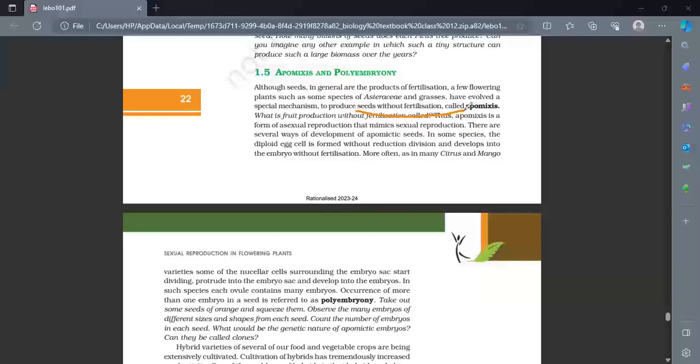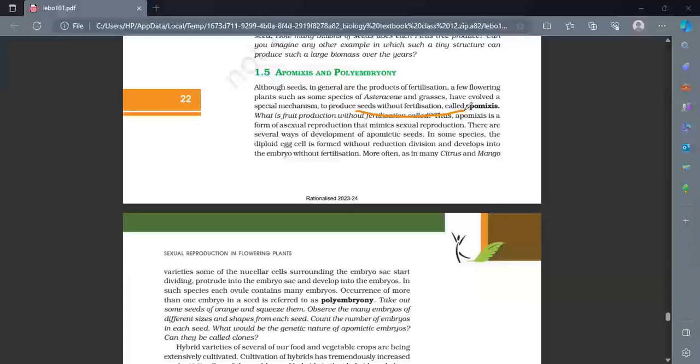Again, in apomixis, they've given an example of the Asteraceae family and the grasses. These are the families, the grasses and the Asteraceae. They form the seed, but without the fertilization. Formation of a fruit without a fertilization is parthenocarpy, right? Formation of a seed without a fertilization is the apomixis process.